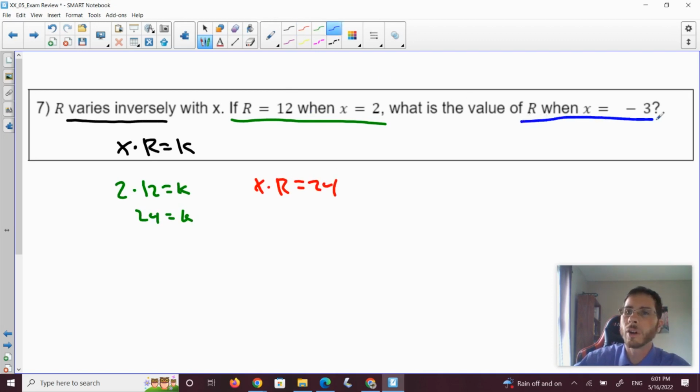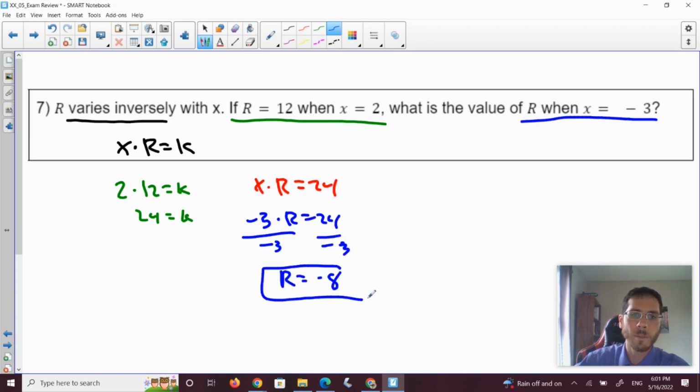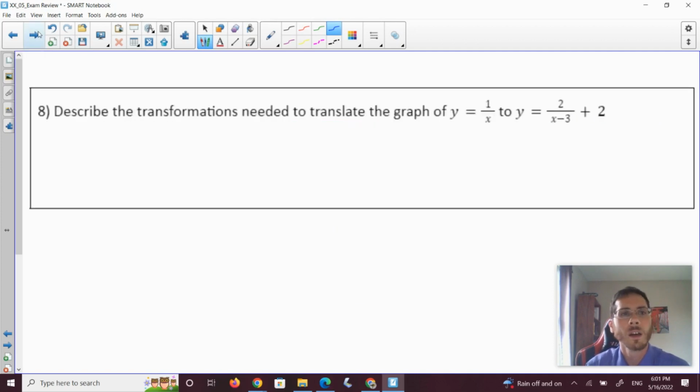What is the value of r when x is -3? So -3 times r equals 24. Divide both sides by -3. R equals -8. All right, not too bad. So we just have to remember in that case, we're multiplying because we're varying inversely. Okay, not too bad.